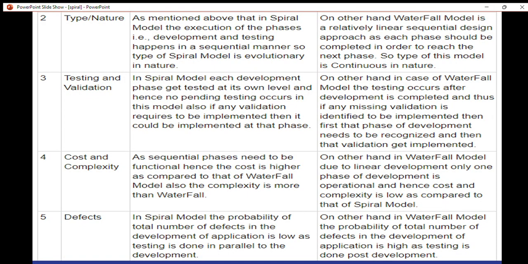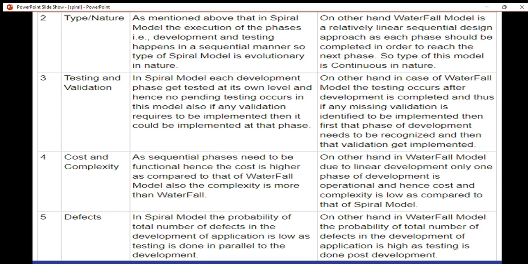Type and nature: as mentioned above, in the spiral model the execution of phases happens in a sequential manner, so it's evolutionary in type and nature. Here it's a related sequential design, so the type of model is continuous in nature. In the spiral model, for each development the testing and validation takes place at its own level, and hence no pending testing occurs in this model. In the waterfall model, testing occurs after the development is completed, and thus if any missing validations are identified and implemented, the phase of development needs to be revisited and the validation gets implemented.